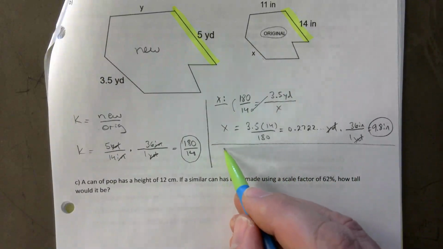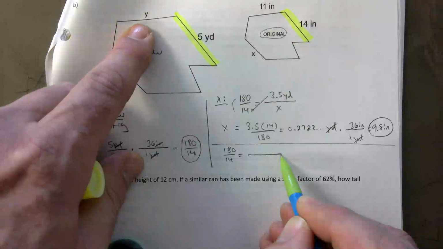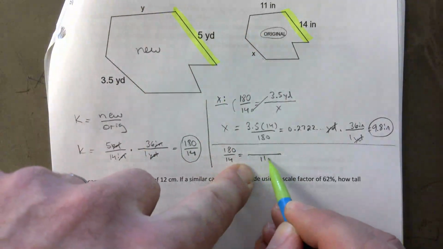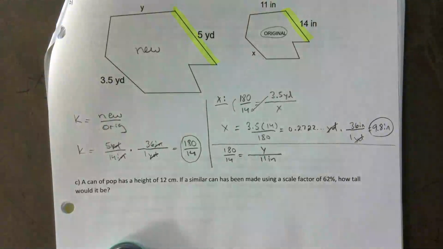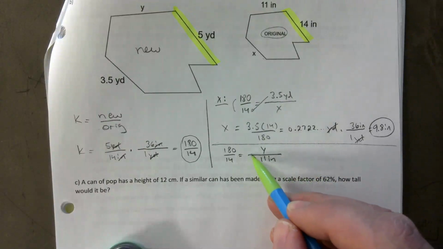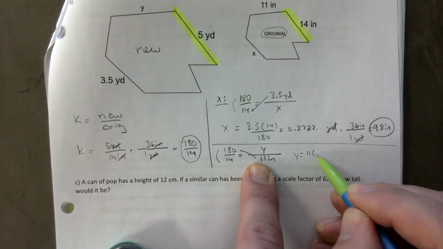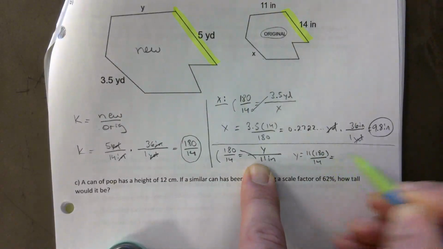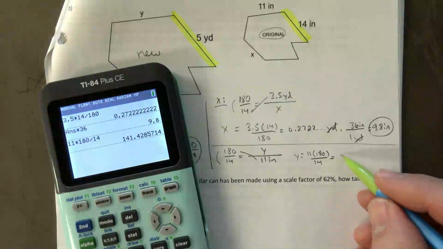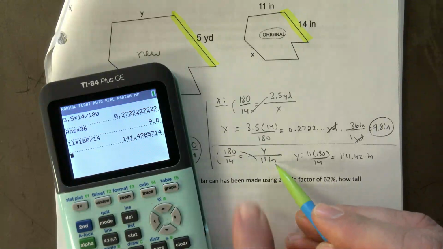Okay. If you solve for y, we use the scale factor one more time. You just have to be careful. Y is up here, matches with the 11. 11 corresponds to the original, so I'm going to put that down here. Y goes up there. So placement is very important. And some of you will catch it if you get a weird answer, you realize can't be. So y is simply 11 times 180 divided by 14. So that's 141.42 and something inches, because those are the only units that appear.